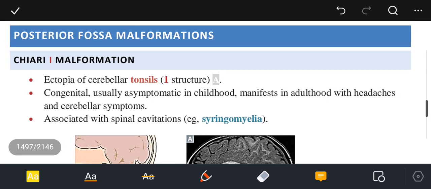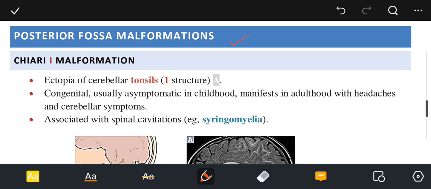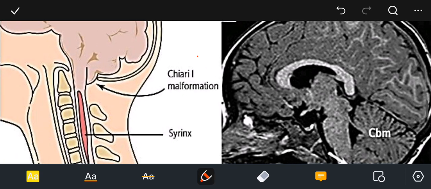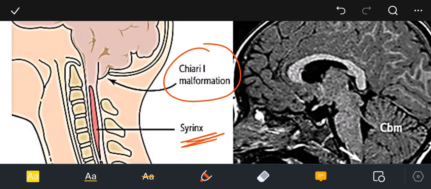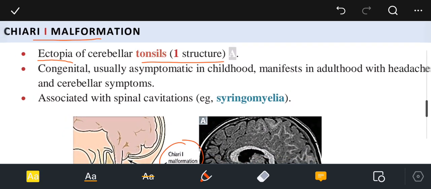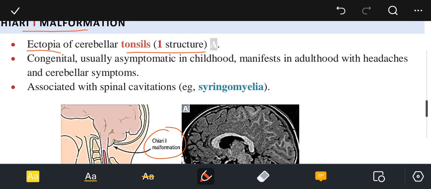Then we have posterior fossa malformations. Chiari 1 malformation: ectopia, which means protrusion of the cerebellar tonsils. If only one structure is protruding outward, that is the tonsil, it is called Chiari 1 malformation, as you can see in this picture, and this is mostly associated with syringomyelia. We'll see that. So Chiari 1 malformation has herniation or ectopia of one structure, the cerebellar tonsils. It is congenital, usually asymptomatic in childhood, and manifests in adulthood with headaches and cerebellar symptoms. It is associated with spinal cavitation, for example, syringomyelia.